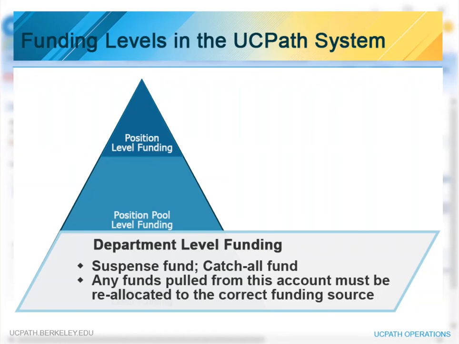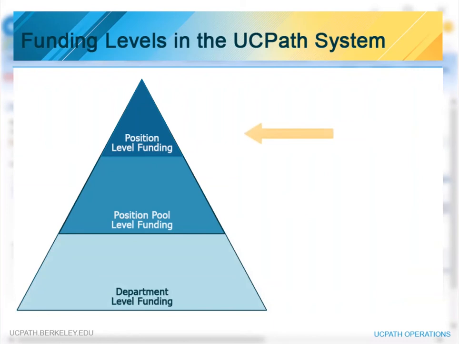Department funding is controlled by the Controller's Office. It is important to be cautious not to select department funding when funding a position. The UCPath system looks for the narrowest level when generating the payroll accounting entries. In other words, the system looks at the employee's position and searches for position level funding first, position pool level funding second, and department funding last.